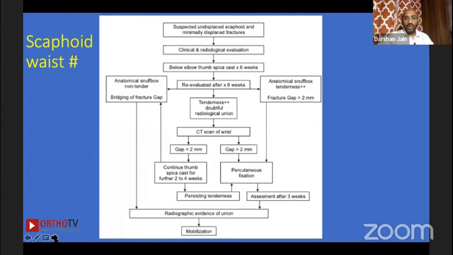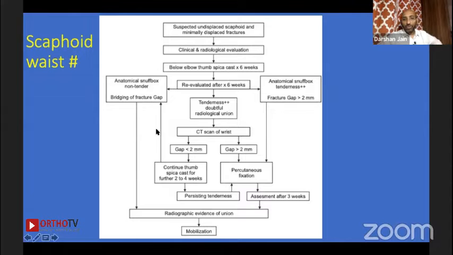So this is a general algorithm when we see a scaphoid waist fracture. When you have a suspected undisplaced scaphoid fracture, after clinical and radiological evaluation, apply a below elbow thumb spica cast for 6 weeks, and re-evaluate after 6 weeks. That is, if your clinical evaluation shows anatomical snuff box tenderness, or if you can see a bridging fracture gap, and if there is tenderness and a fracture gap of more than 2 millimeters, then it is always worthwhile fixing, percutaneous or open fixation. And again, assessment after 3 weeks.